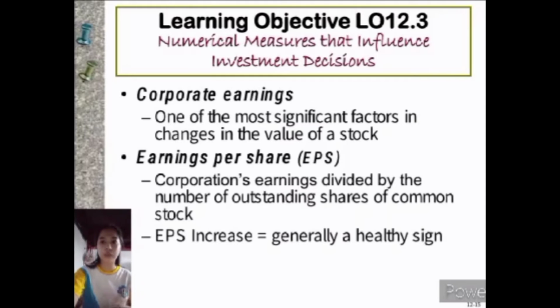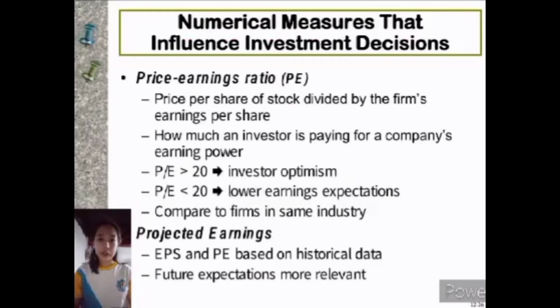A higher EPS indicates greater value because investors will pay more for a company share if they think the company has a higher profit relative to its share price. Its price-earnings ratio, or PE ratio, relates a company's share price to its earnings per share, calculated as the price per share of the stock divided by the firm's earnings per share.